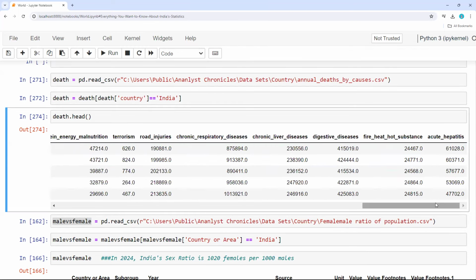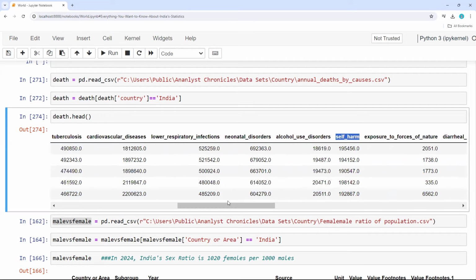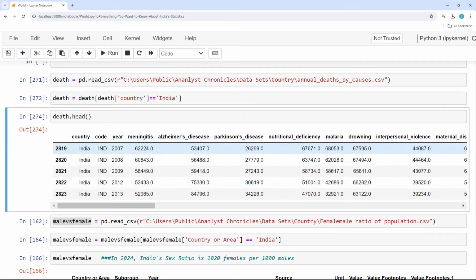So this is the data which gives us the reasons or causes of death year on year, here for 2007. So we have the reasons here and how the people died because of these reasons.